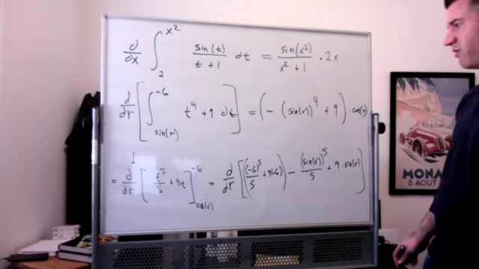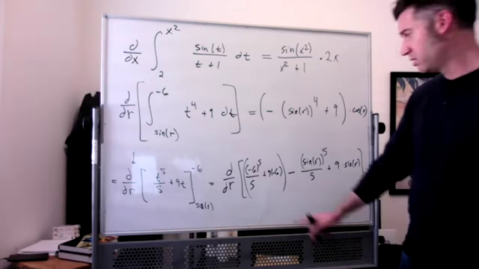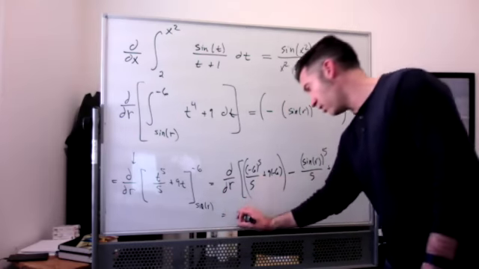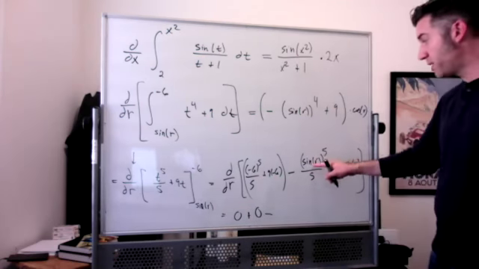Okay, and now of course I'm running out of room. I think I can squeeze this in here, but it's going to be tight. So the derivative is going to be 0. Derivative, that's going to be 0. The derivative of something to the 5th power.